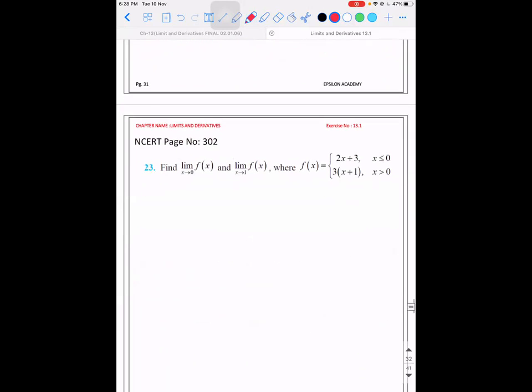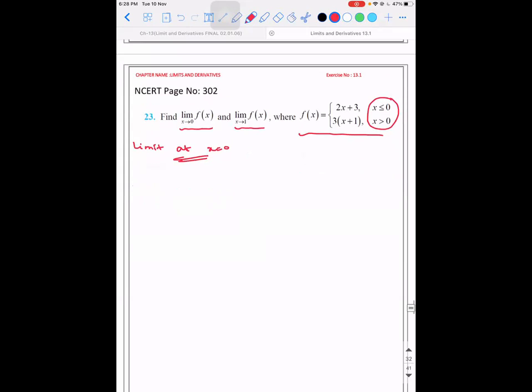Okay, sir. So find limit x tends to 0 f of x and limit x tends to 1 f of x, where the function is actually split at which point? It is split at x equal to 0. So what we are supposed to do here is limit at x equal to 0. Look at the way I'm going to handle it. So limit x tends to 0 f of x.